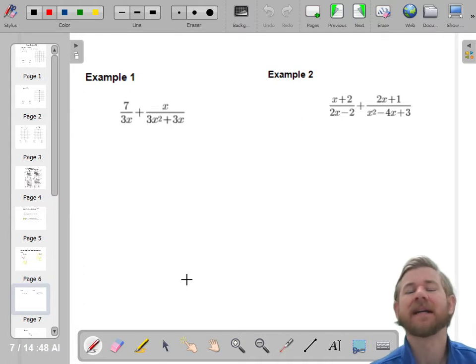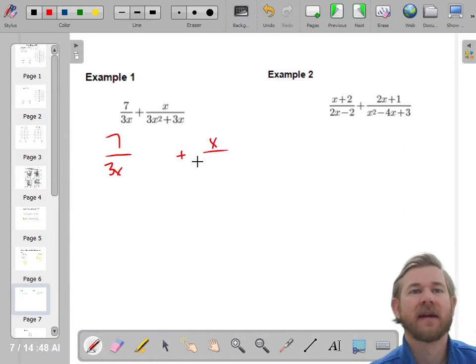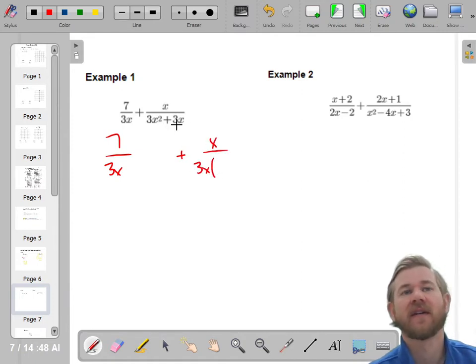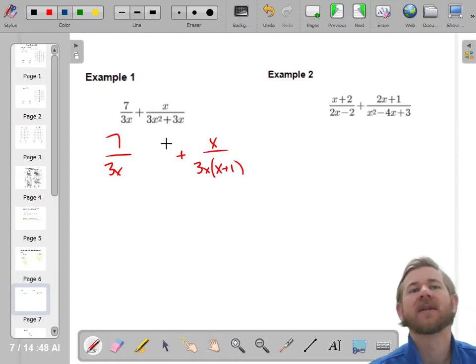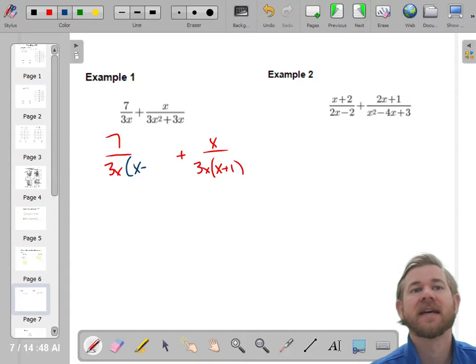To find the common denominator, you want to oftentimes factor what you've got and see what these denominators are sort of made up of. This is, if I factor out a 3x, I have x plus 1. And now you look and you're like, all right, what does this denominator need that this denominator has? Well, they both have a 3x, but this one also has an x plus 1, so this guy needs an x plus 1.